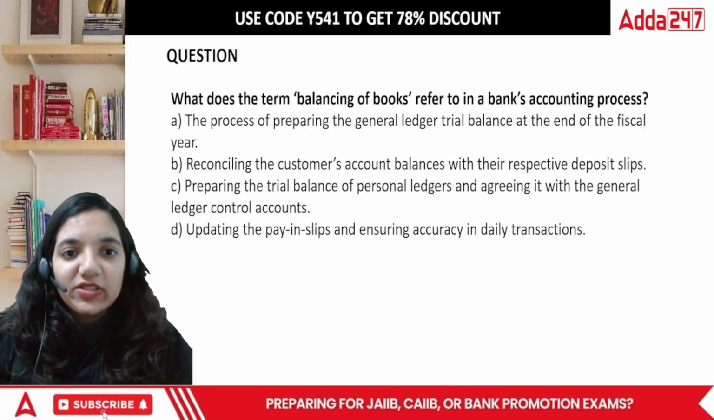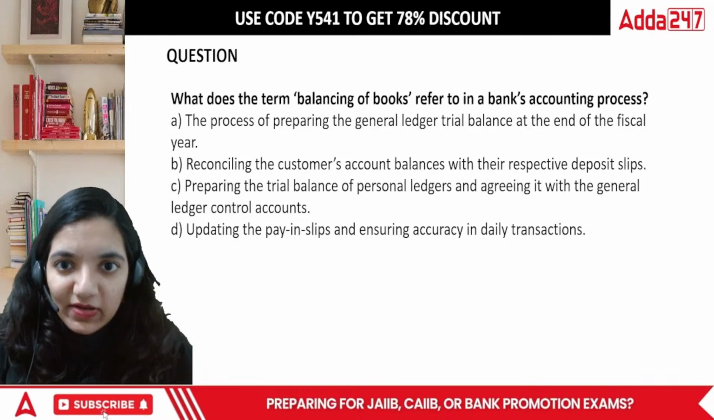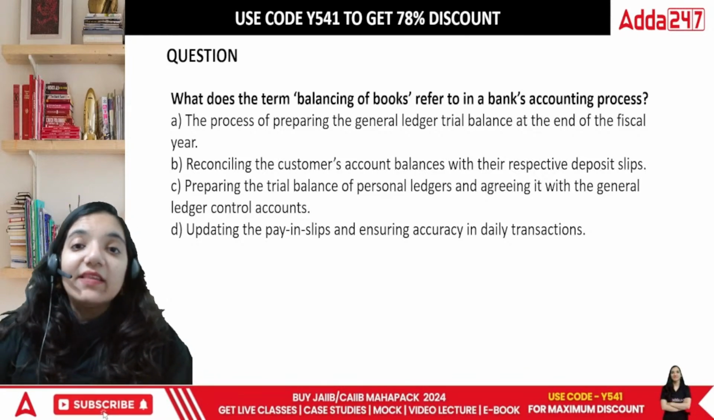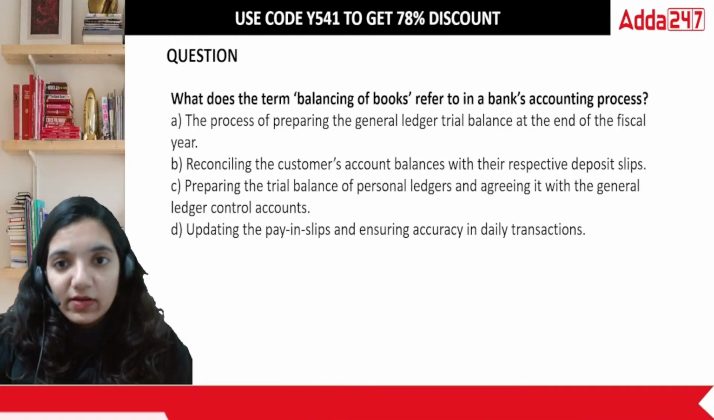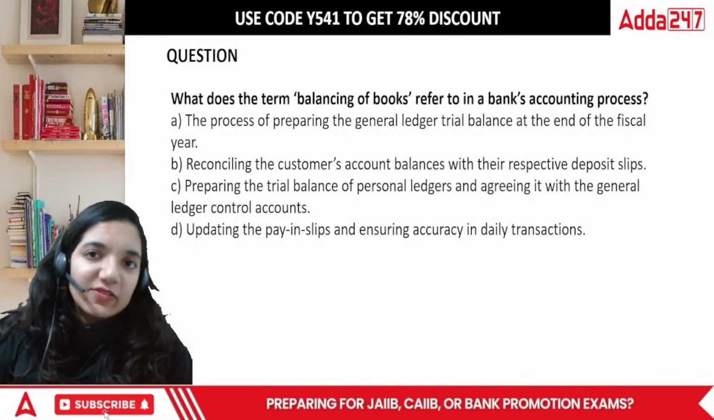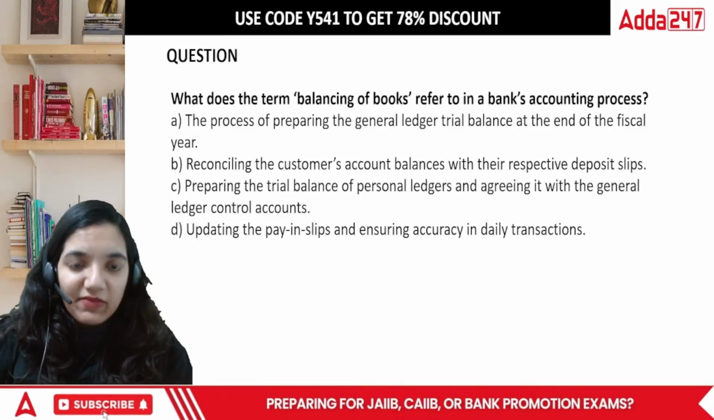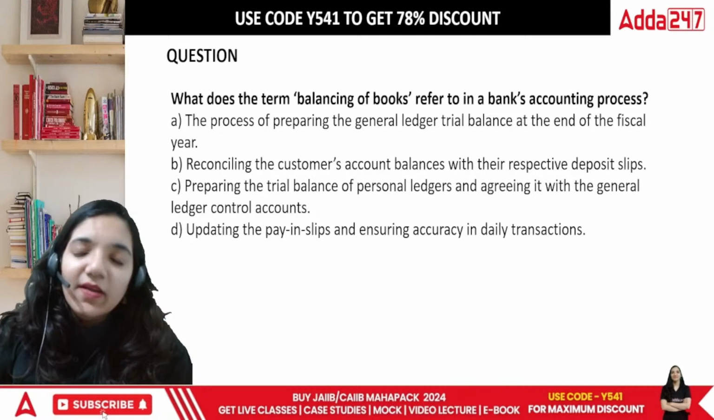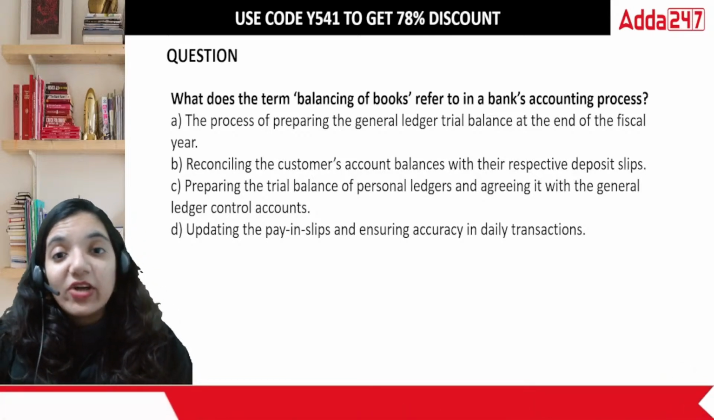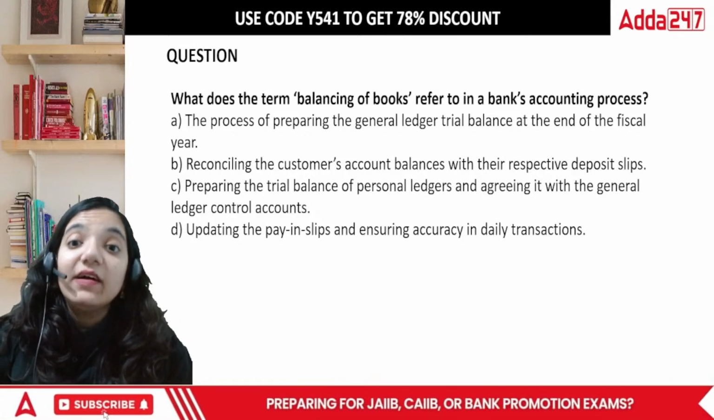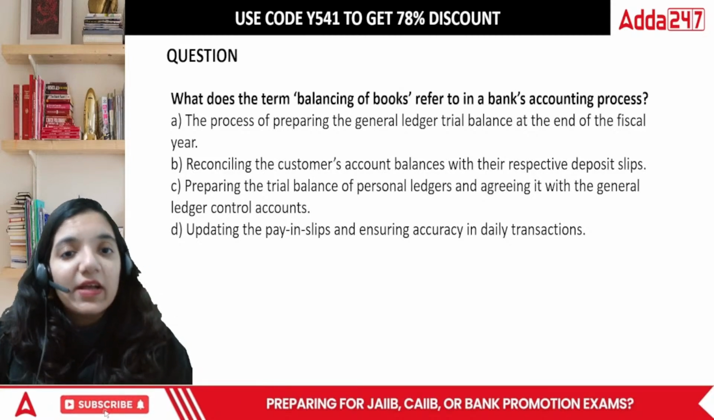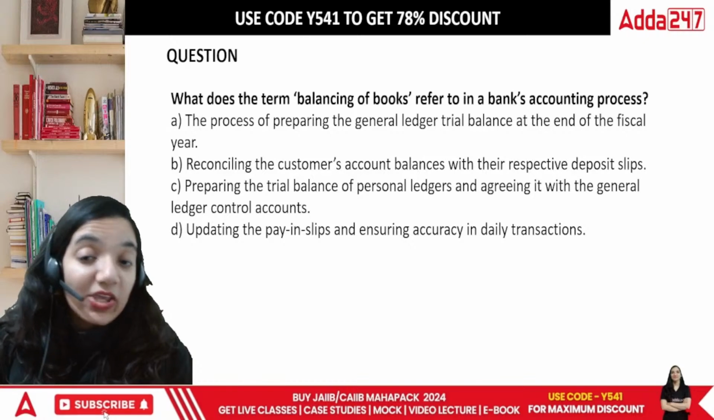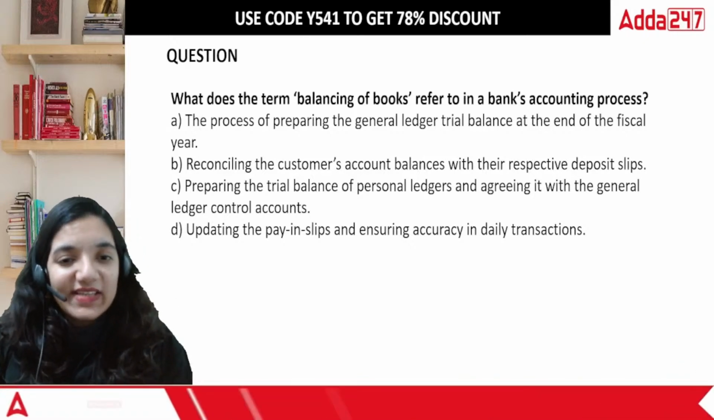See, the process of preparing the general ledger trial balance at the end of the fiscal year, reconciling the customer account balances irrespective of their deposit slips. If I deposit money, then I get that specific voucher, a part of which is kept by me and a part goes into the bank there. Then preparing a trial balance in the personal ledger and agreeing it with the general ledger control accounts. Last is updating paying slips and ensuring accuracy in daily transactions.